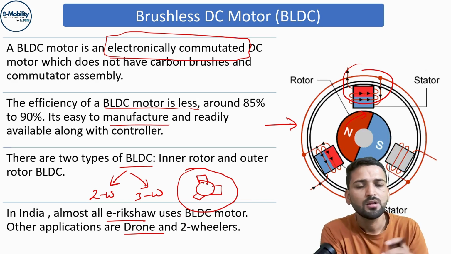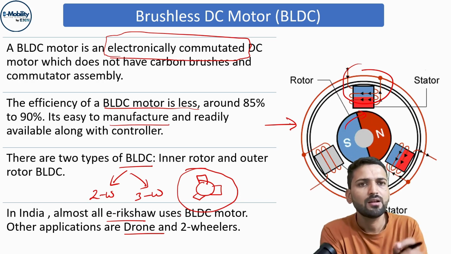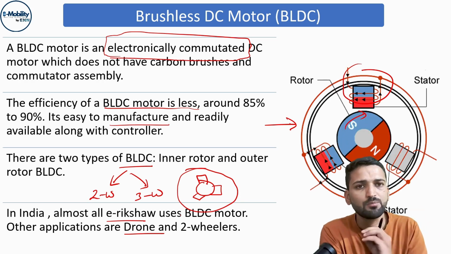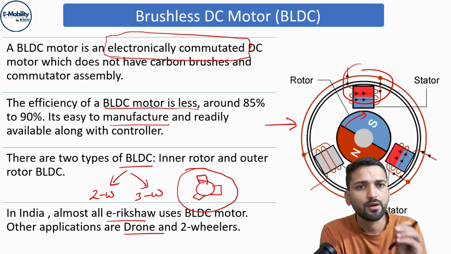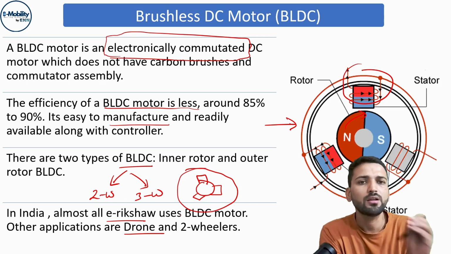Why are these used? Because of the easy manufacturing capability, and they are readily available in the market at a very cheap cost. So these are the reasons why it is being used in two-wheelers and three-wheelers.